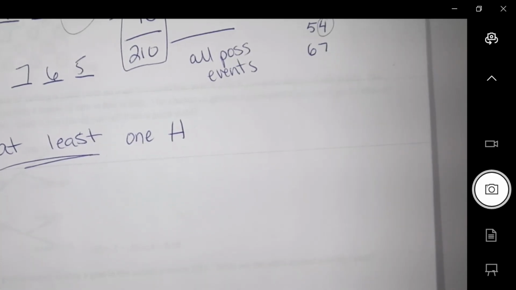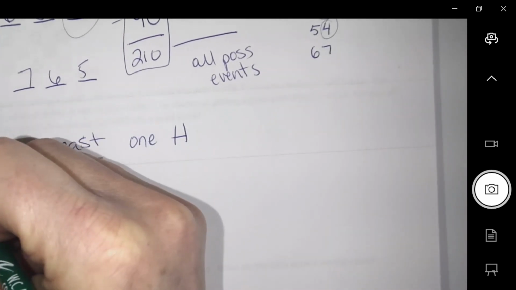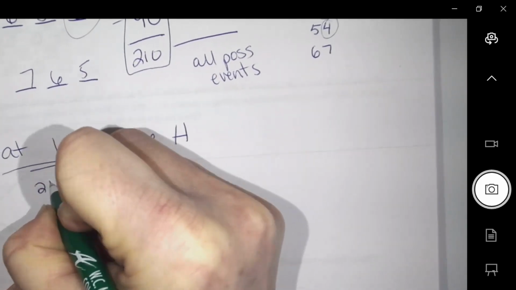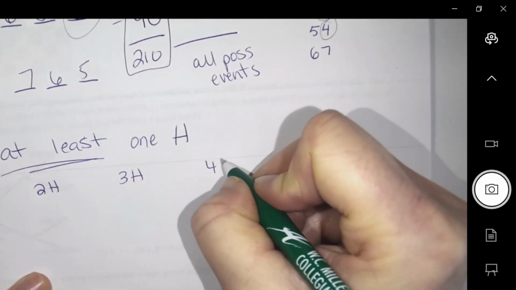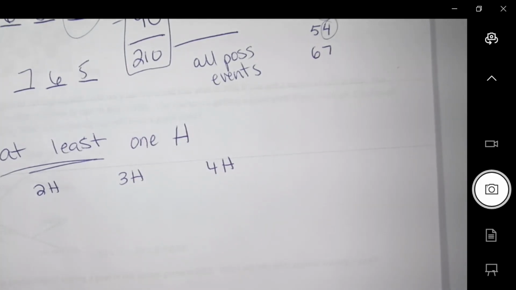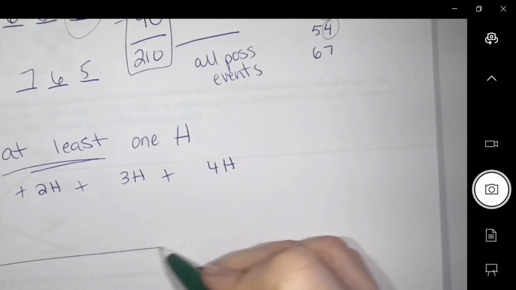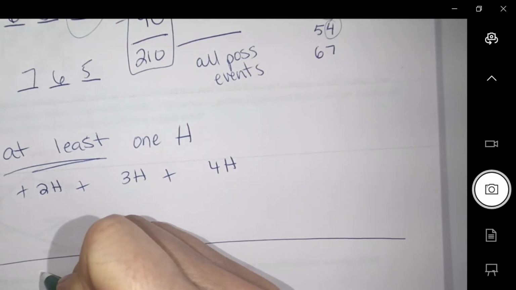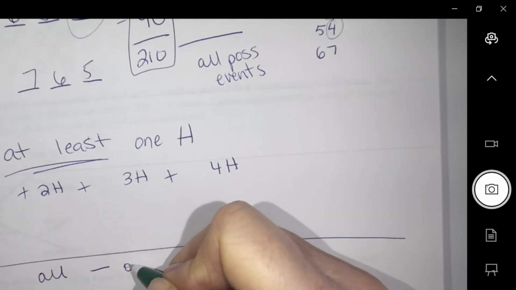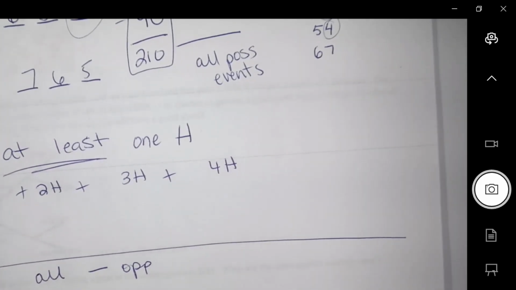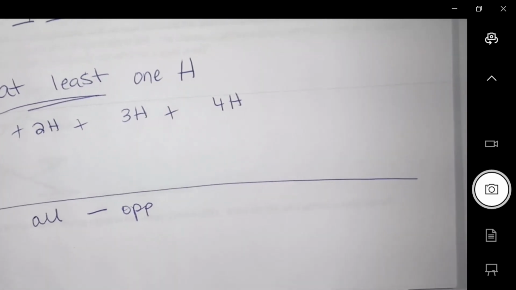Okay, there's 2 methods that I taught you how to do this. The long one or the short one. Okay? The long one would be the situation where I'd have 1 head, 2 heads, 3 heads, or 4 heads. The short method would be all minus the opposite event. So those are the 2 ways you could do a question like this.